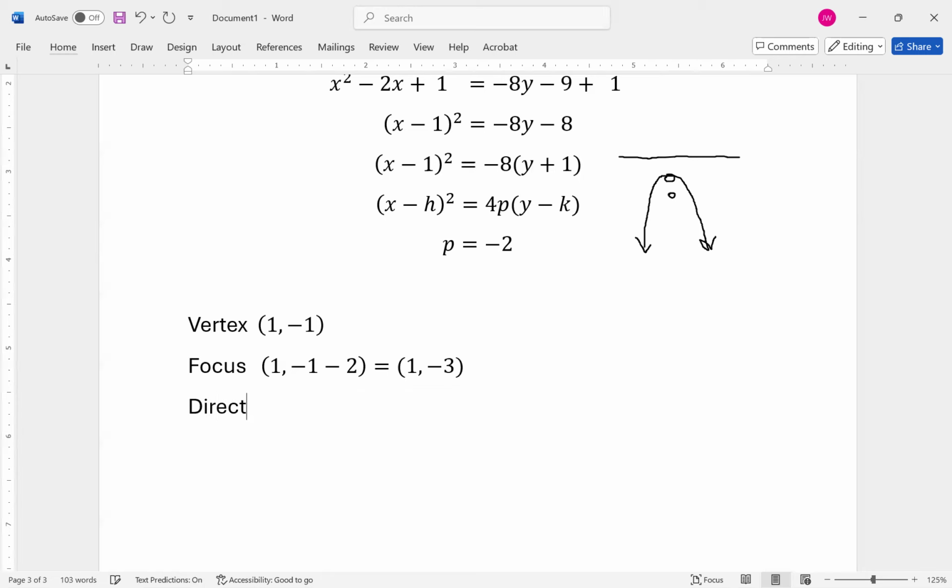Directrix, it's a horizontal line, so it's going to be y equals. I take the y value of the vertex, and then in this case, I add 2. So the directrix is going to be the line y equals 1.